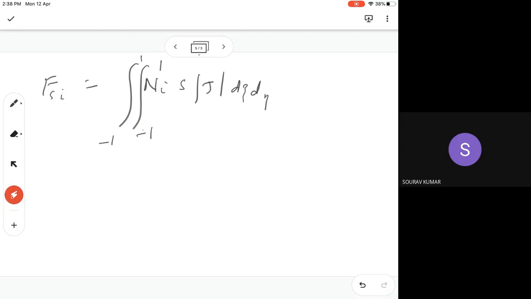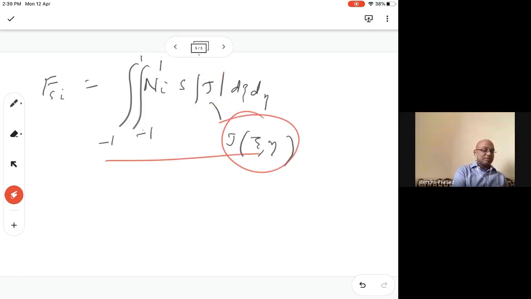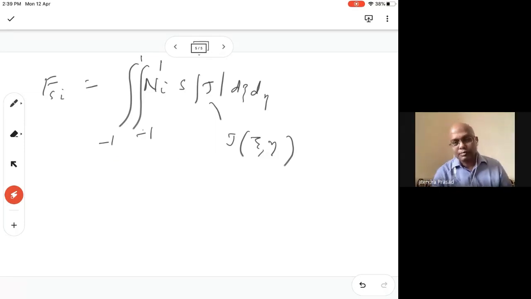Yes, sir. Okay. So this Jacobian will take care of it. Jacobian is a function of xi and eta. And hence, automatically you will see that even if it is a constant, this will not let it be equally divided. It will not. So this is what the Jacobian will do. Got it?